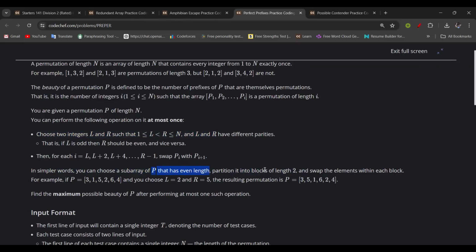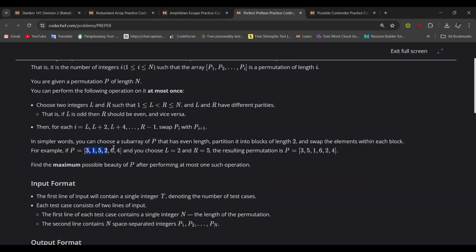You have to choose a subarray of even length, and then after choosing it, you go to L, L plus 2, L plus 4. So every alternate index you would go and swap Pi with Pi plus 1. So you would swap the first two values, next two values, next two values. That's what it basically means.